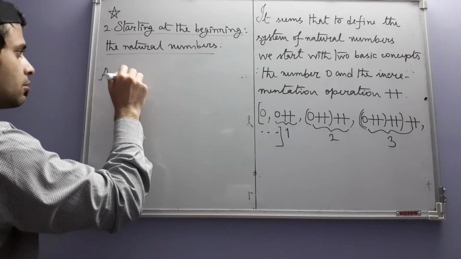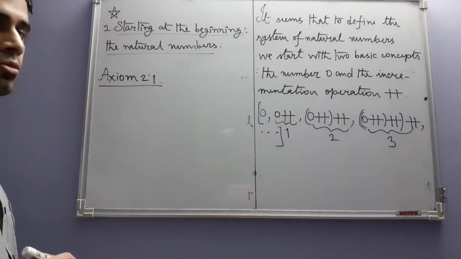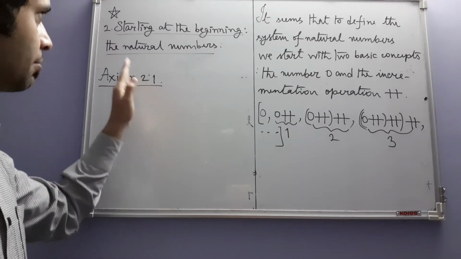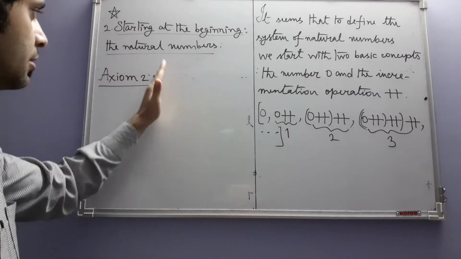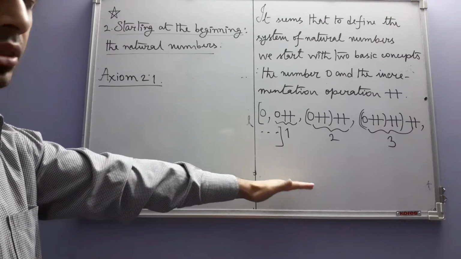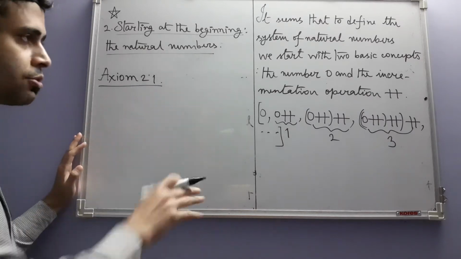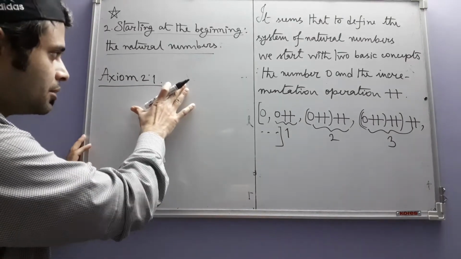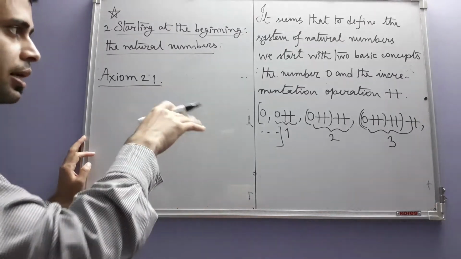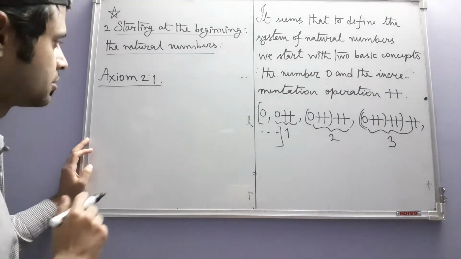is this. Axiom 2.1. The 2 represents the fact that it's appearing in chapter 2. This does not follow the usual way in which we are numbering the items in this section or in the chapter. So, axiom, and that's because there are only so many axioms. Apart from these axioms that we will discuss now, the Peano axioms, there are some other axioms in axiomatic set theory that we will come across.